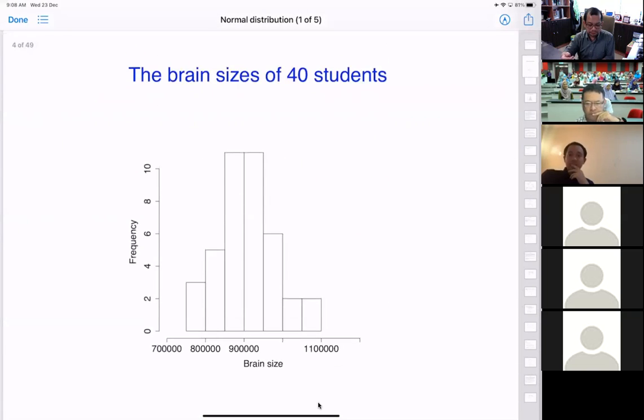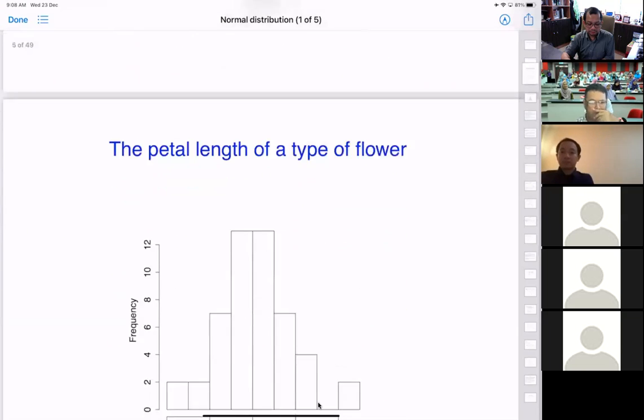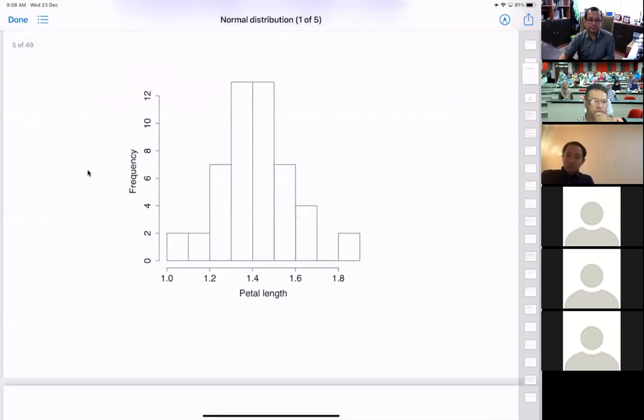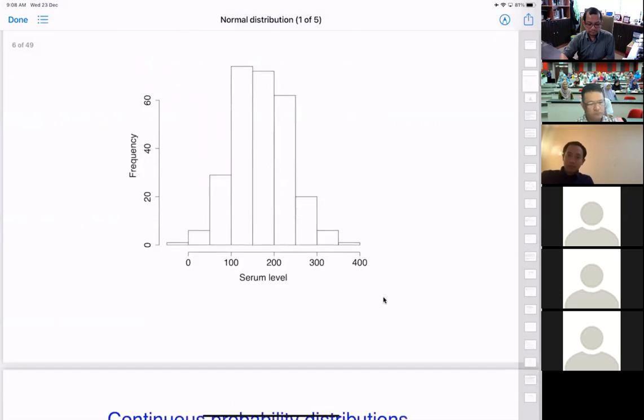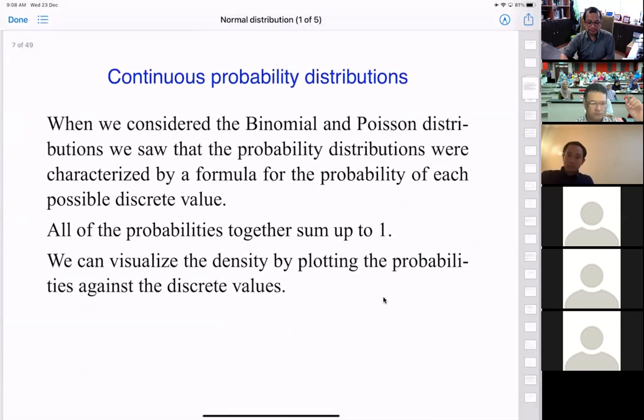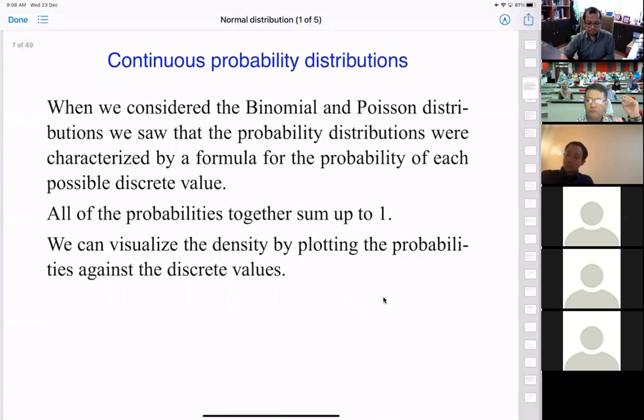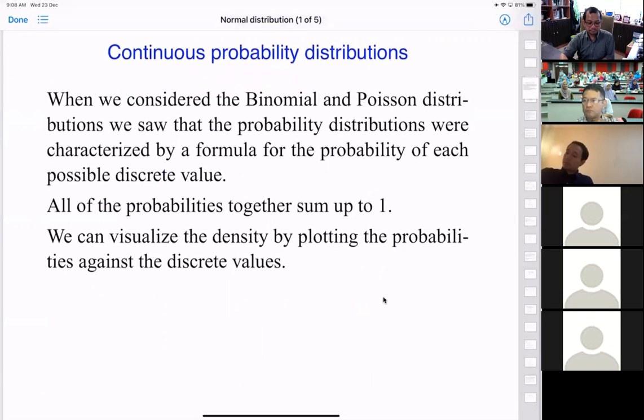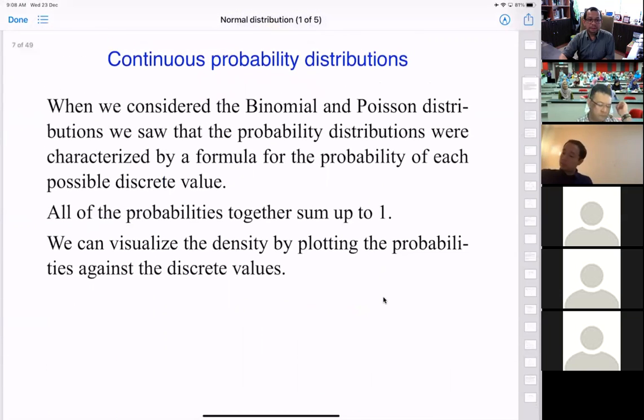Brain size for 40 students, and it is normally distributed. We have data for frequency versus our independent variable, serum level for healthy patients, and so on. We consider binomial and Poisson distributions. We saw that probability distributions were characterized by a formula for the probability of each possible discrete value. So all probabilities add up to 1.